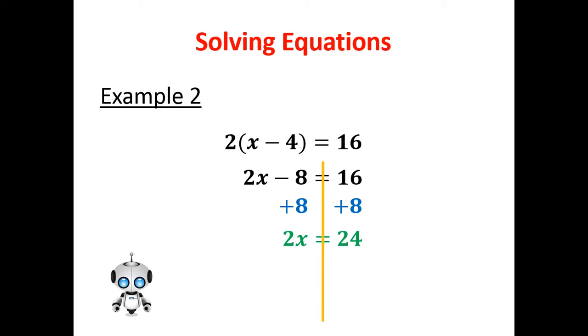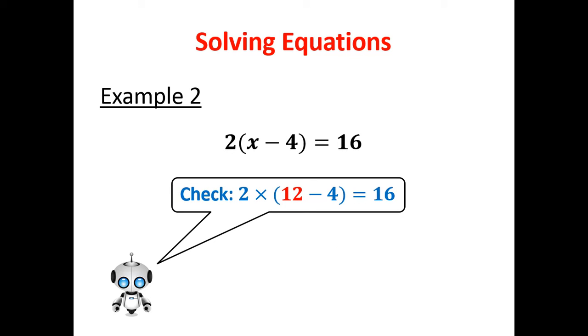The next step, we see a times 2 on the left, so we divide 2 on the left and we divide 2 on the right. On the right, 24 divided 2 makes 12. Back on the left hand side, 2 divided 2 cancel, leaving just the 1x, so x is equal to the number 12.